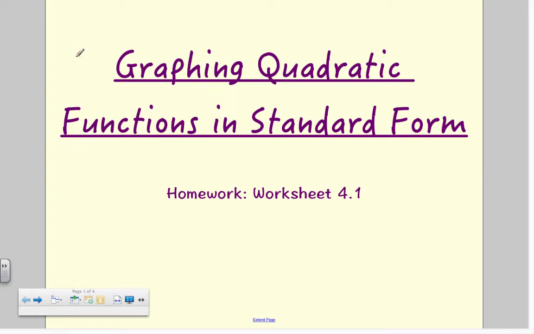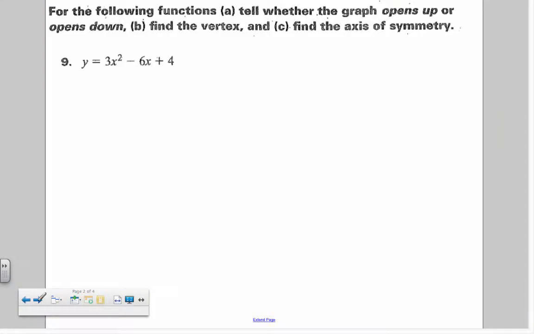In today's episode, we'll be graphing quadratic functions in standard form. This comes from your homework worksheet 4.1. So let's take a look. We're going to do 3 problems. I'm going to start with number 9.